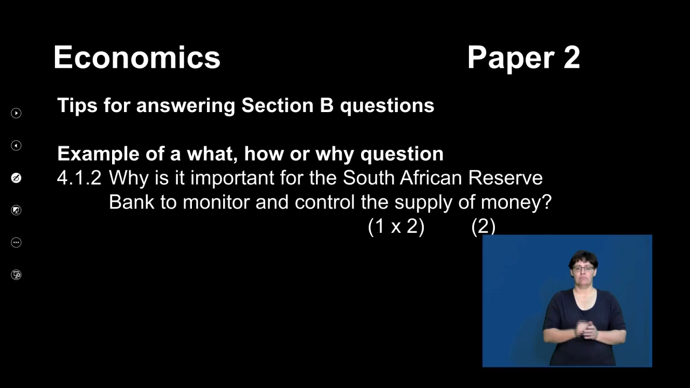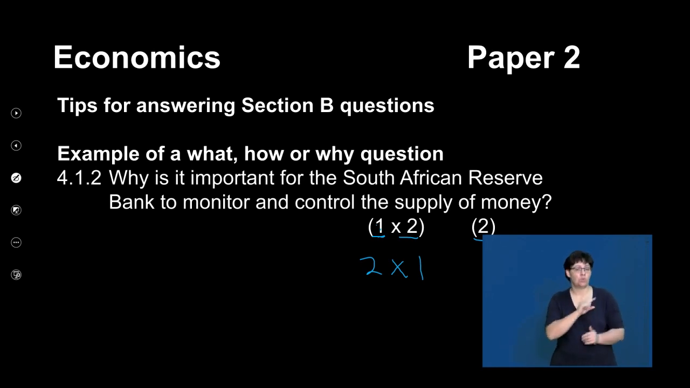For example, it can be a 4.12 type of question. It says, why is it important for the South African Reserve Bank to monitor and to control the supply of money, for 2 marks? Right, when it says 1 times 2, what it means is you need to give 1 point and that 1 point carries 2 marks. If you see a question written 2 times 1, what it means then is you need to give out 2 points and each point carries 1 mark in the exam. But in this question it says 1 times 2, so you need to give out 1 point times 2 marks.